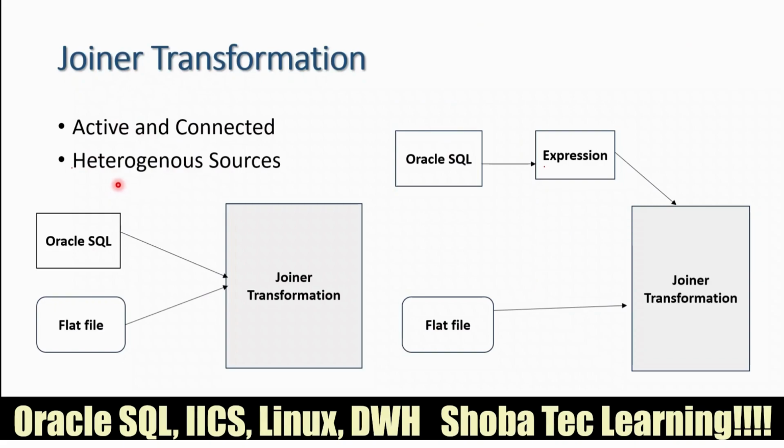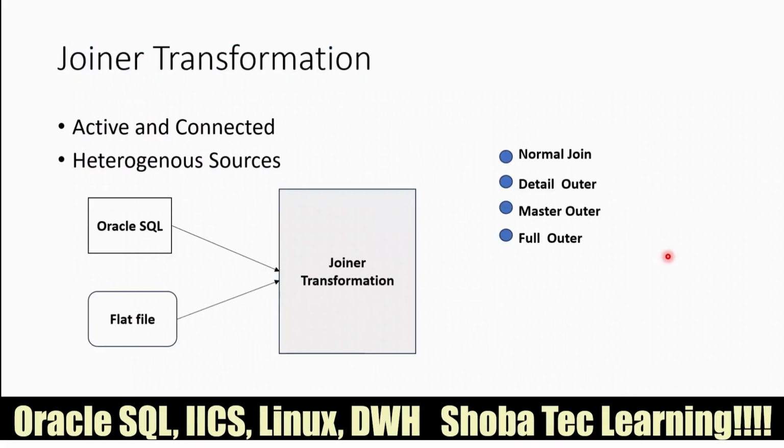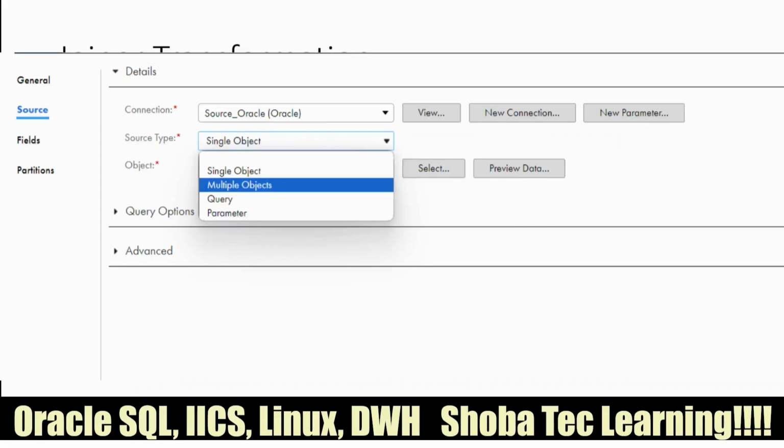If you want to join heterogeneous sources, for example Oracle and Flatfile, if I want to combine data from these sources, that time we can use a joiner transformation and do the combinations. And at any point in the pipeline, if you want to combine the data, we can use a joiner transformation.